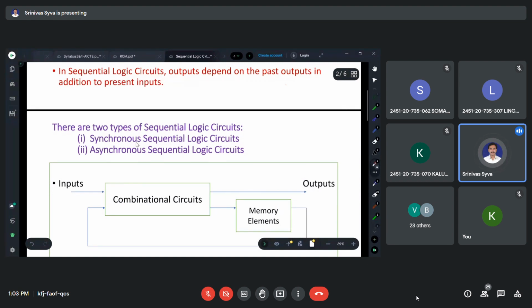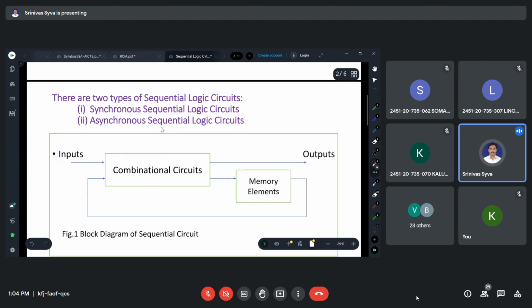Chronicle means time. So here it is with respect to time. All the changes will take place with some external timing signal. Clock will control the various changes in the synchronous sequential logic circuits. Whereas in the asynchronous sequential logic circuits, the changes will be independent of the clock signal.